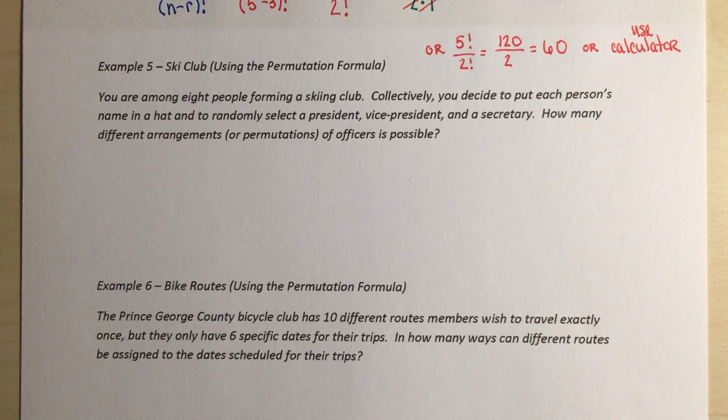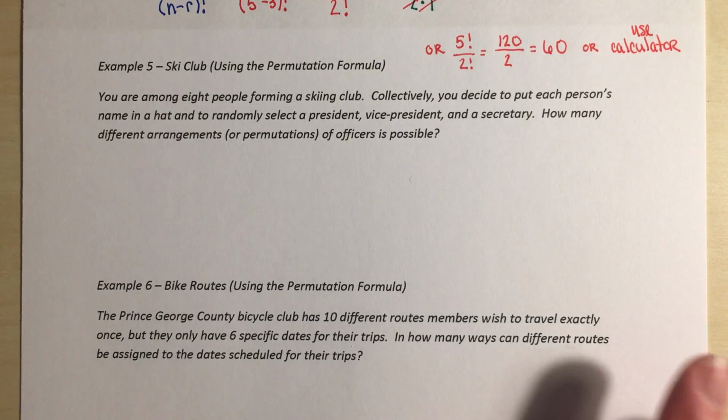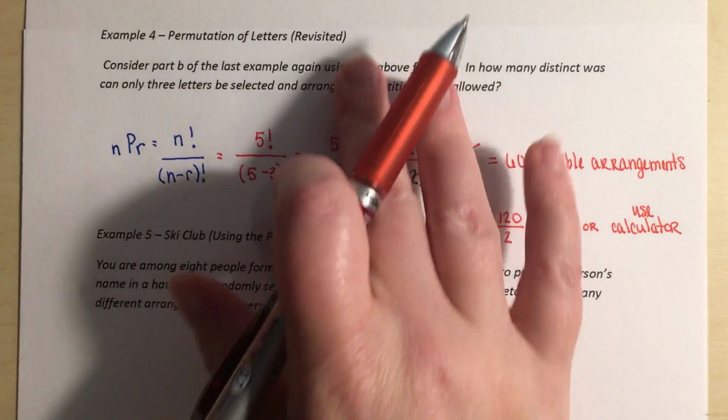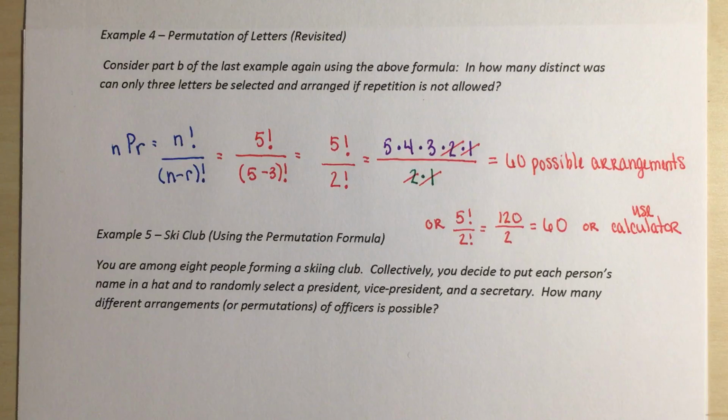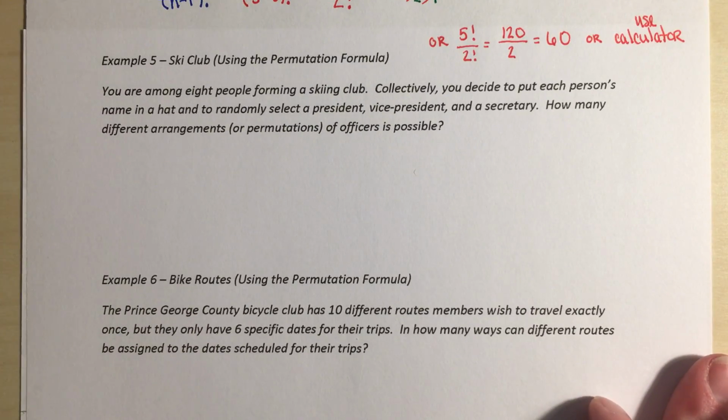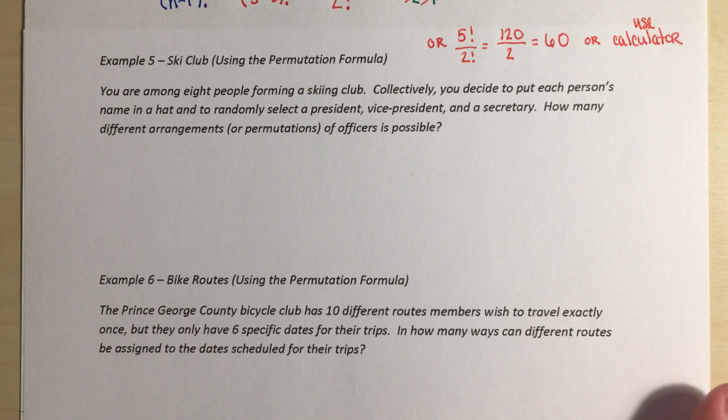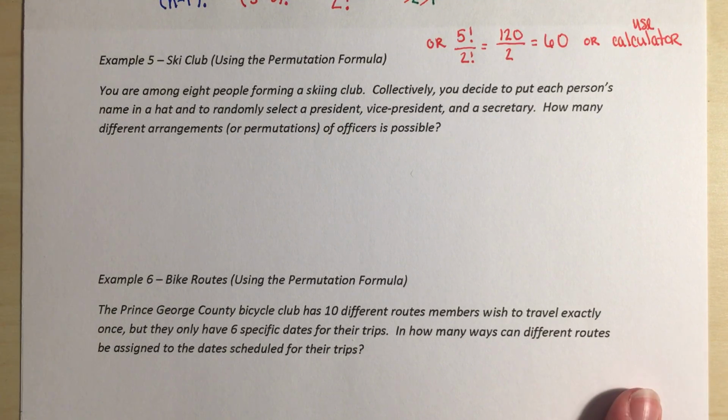Right, so in these next couple of examples, we are going to use our permutation formula. As we're using our permutation formula, again, we're thinking about n factorial. So if we go back and look up here, n factorial divided by n minus r factorial. All right, so you're among 8 people forming a skiing club.